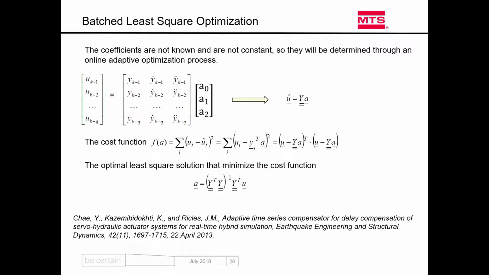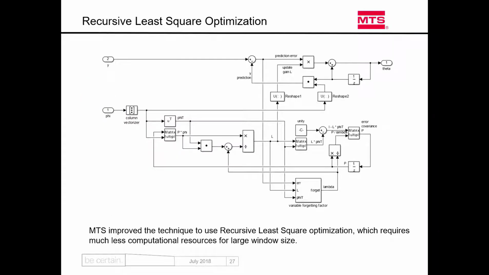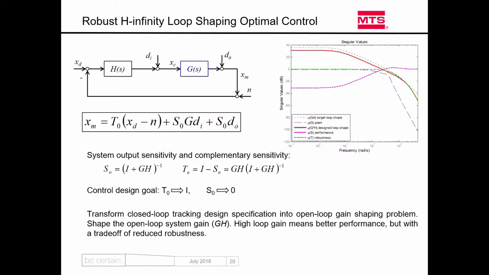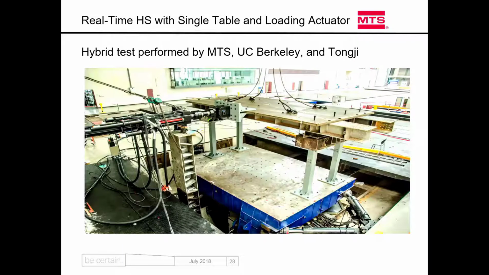I think this is too involved, and this algorithm was first proposed by Professor Chen at Lehigh University, and then he shared it with MTS. MTS did some improvement to make it solve much faster. That's another thing: these controllers become very mathematically involved, so you have to improve the execution speed too. This one at Tongji, Shawn Gao also already mentioned. So using that AFC compensator made sure this testing could be done successfully.